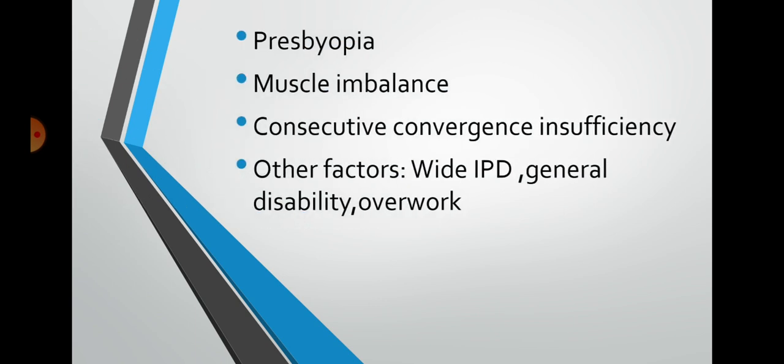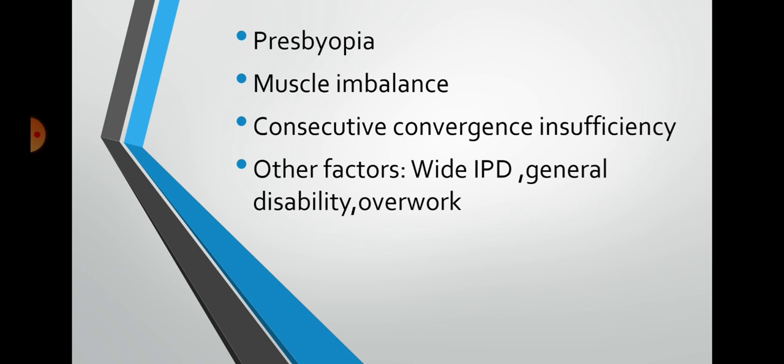Now presbyopic patient. What is presbyopia? Presbyopia means decrease or deterioration of the amount of accommodation after the age of 40 years. That is presbyopia. And in presbyopia, the near point of convergence shifts farther from the normal reading distance, so there is lack of convergence, and ultimately it leads to convergence insufficiency.